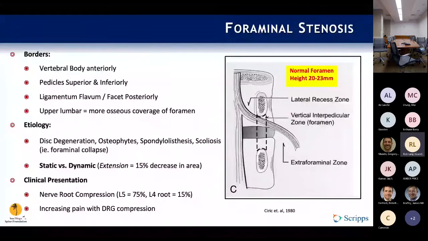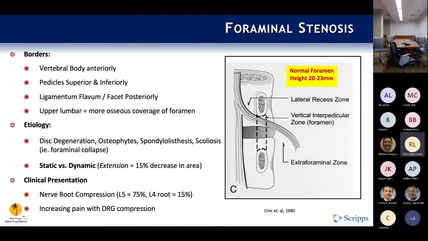The last section here is foraminal stenosis. It's a bit of an add-on to the lecture, but if we take the compression out a little bit more laterally, this area is defined by the vertebral body anteriorly, the pedicles superiorly and inferiorly in that interpedicular zone. Here there's a portion of ligamentum flavum, as well as the facet posteriorly. In the upper lumbar spine there's more osseous coverage of your foramen than in your lower lumbar region, and that ties in with the reason we may need more of a facetectomy as we go more superior in the foramen.